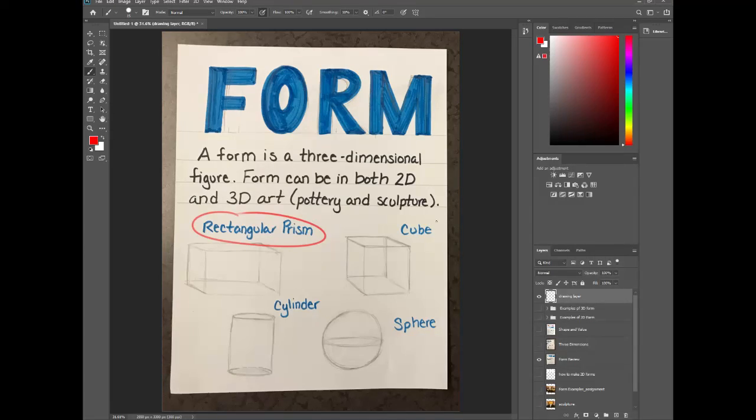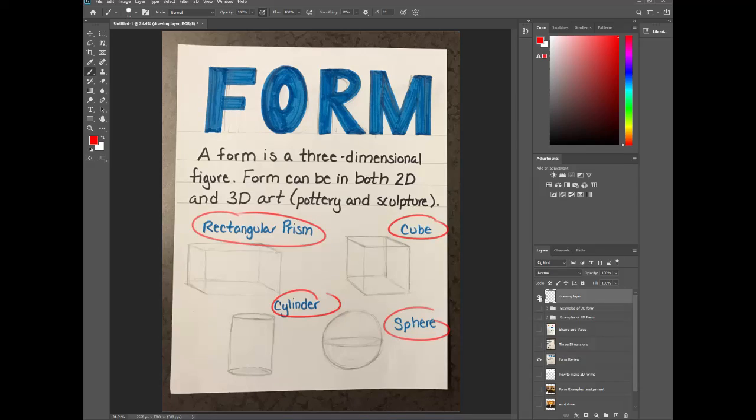Now a cylinder, okay, that's more commonly seen with pop cans, water bottles, canned foods, stuff like that. A sphere, you'd see that commonly with a basketball, a baseball, softball, volleyball, or even those dodgeballs you use during gym class, okay? So that is the 3D form of a circle.